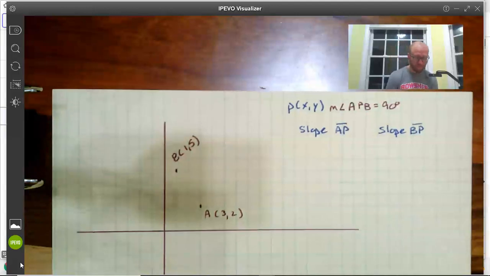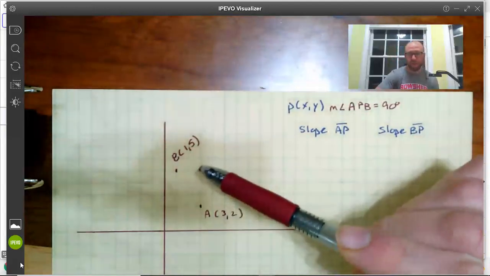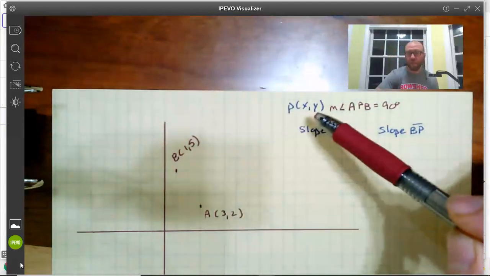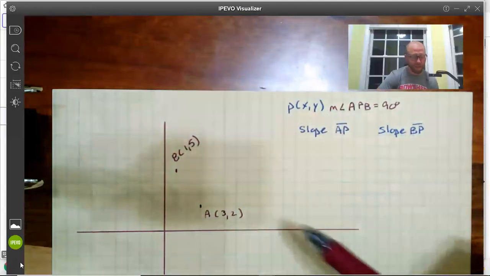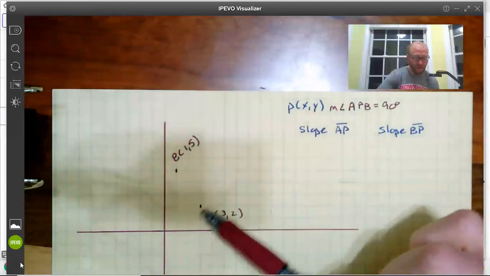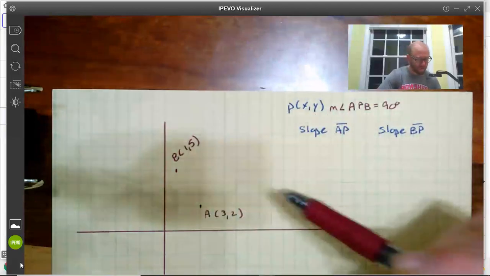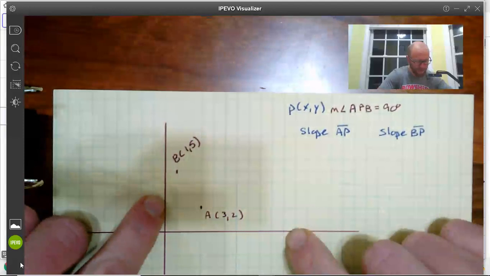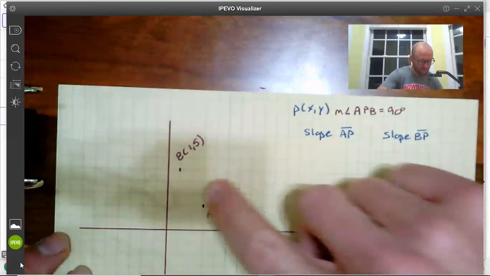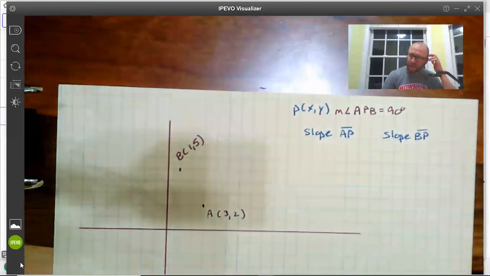In this problem, we have a point A and a point B, and we are trying to find a point P, with X and Y coordinates, so that the angle APB is a 90-degree angle. I was looking at this and thinking maybe P might be over here somewhere, or maybe over here somewhere, where it might be a 90-degree angle.